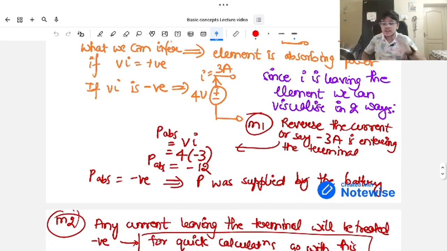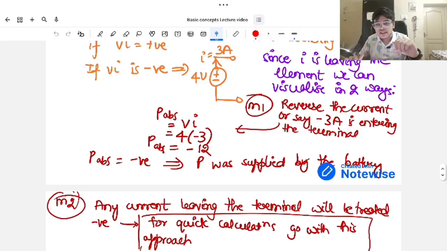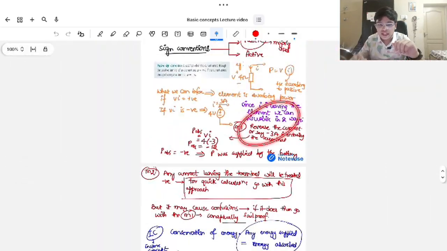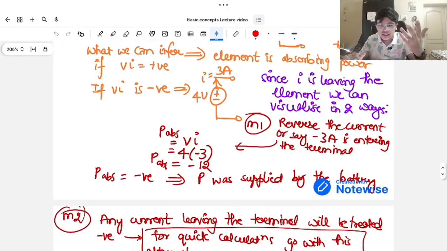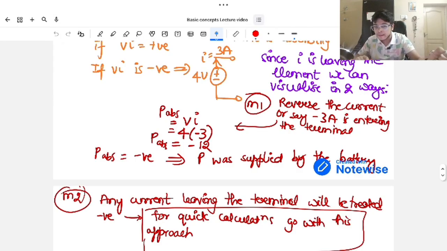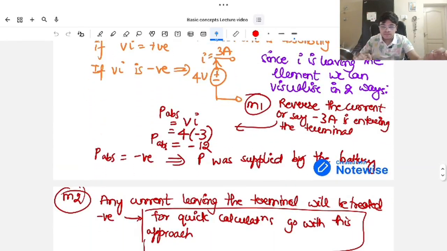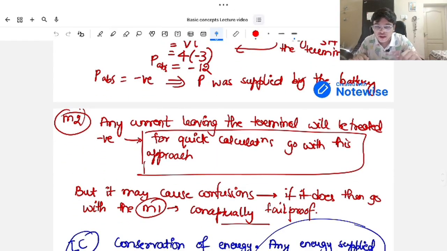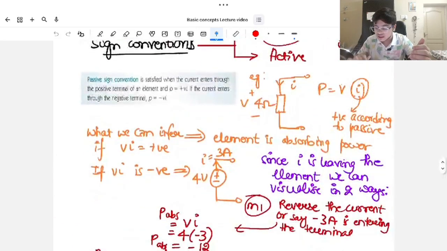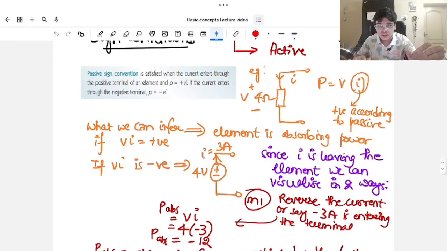Now there is also a faster method. This first visualization, I feel, is fail-proof, but it is a two-step approach: you first reverse the current, then write 4 into minus 3. That requires two steps in your brain, so it might consume a little more time. Once you have understood this concept very well, you can go for the second method, which is very fast. But if you are getting confused in the concept, go back to the first method. You cannot fail with this method, absolutely.